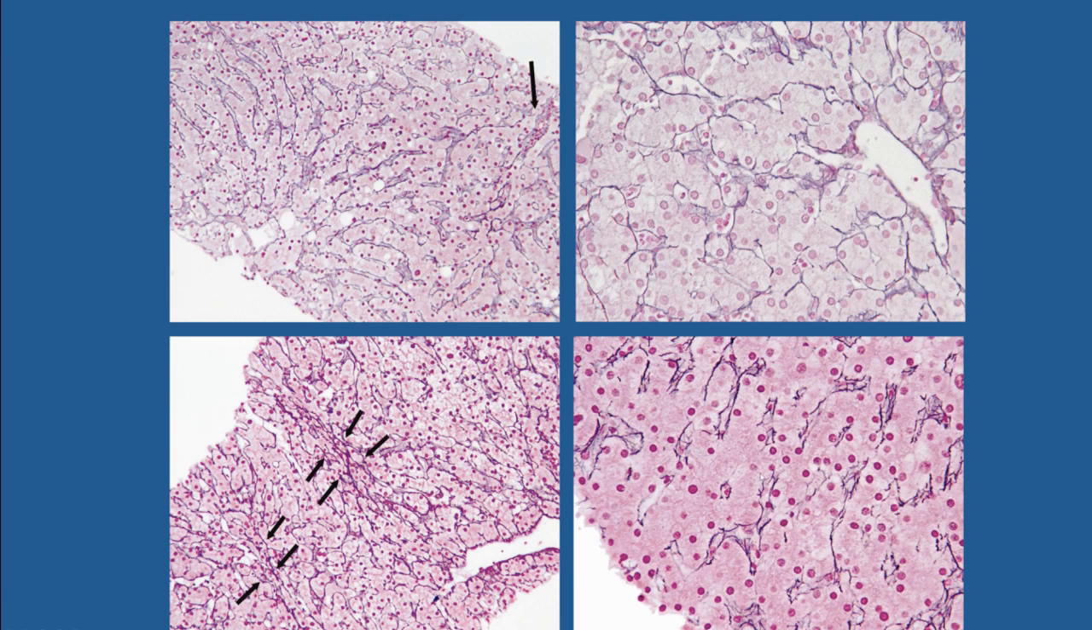And here we have an adult liver biopsy. You see thick cell plates, and this is indicative of regenerative activity in the liver. So there has been some damage, and now there is regenerative activity.